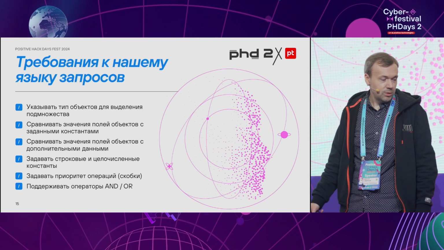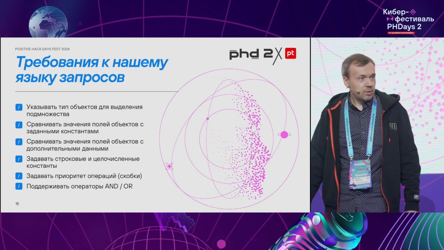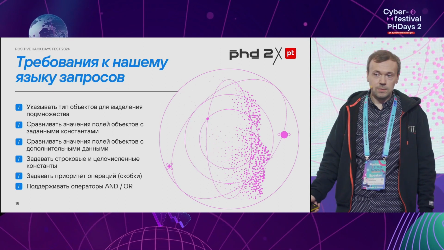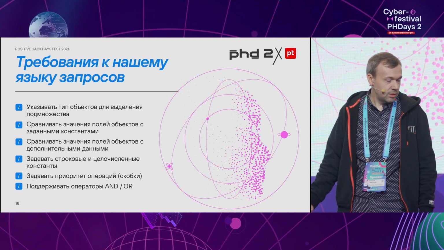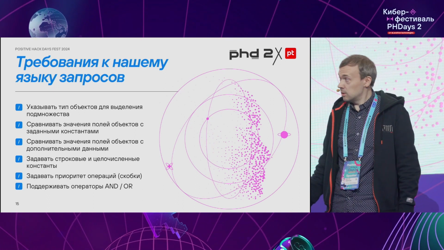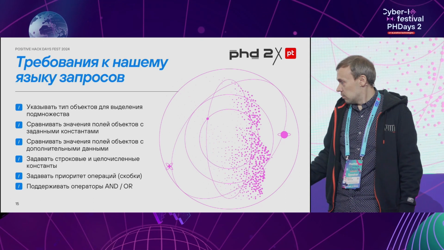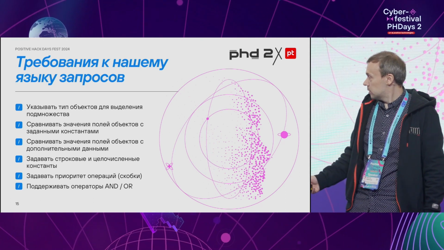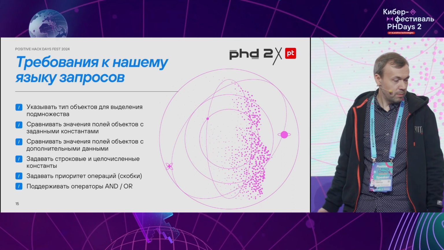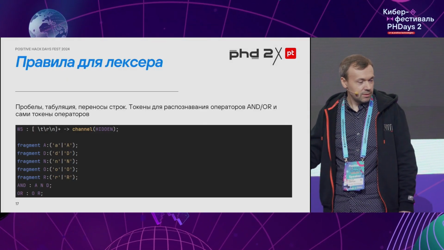Any language starts with the requirements to the language. We had these requirements. We had to specify the object type for the subsets. We had to be able to compare the values of fields of our objects with the specified constants, and we needed to compare object fields. They needed to support strings and integer constants, also support brackets, and support operators like AND or OR for multiple conditions. These are the requirements.